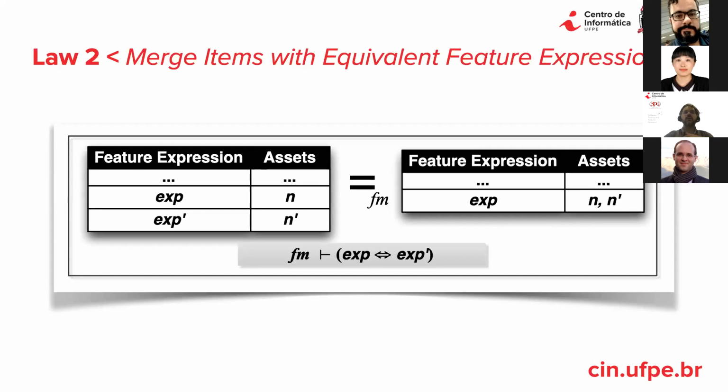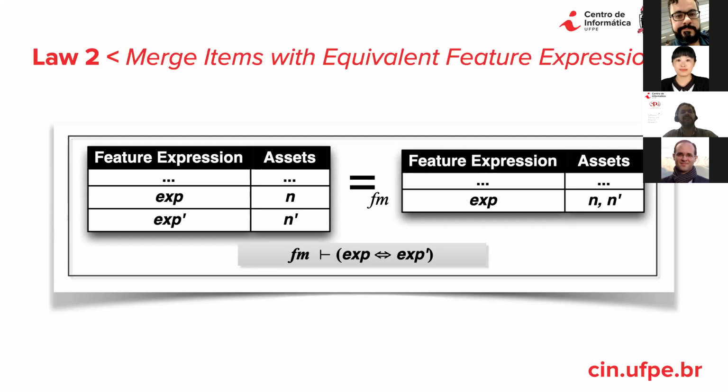So our second law is that whenever you have different entries in this configuration knowledge, so you see two rows on the left that have potentially different feature expressions, they for sure have different assets. So you have N and N prime, but these are different expressions, but they are equivalent. So you can merge choosing one of those expressions and have all assets in the same entry and associated with a single feature expression. They could be the same expression with different assets, but that's the idea, right?